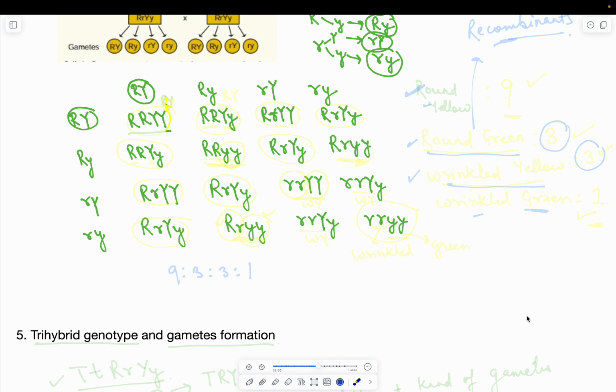So this was a huge cross. There is a possibility of 16 genotypes, right? So the first zygote, what kind of traits will this have? We'll write over here, round yellow. It will have round seeds and the color of the seeds will be yellow. So this is round yellow, right? We'll mark it with yellow color for convenience.